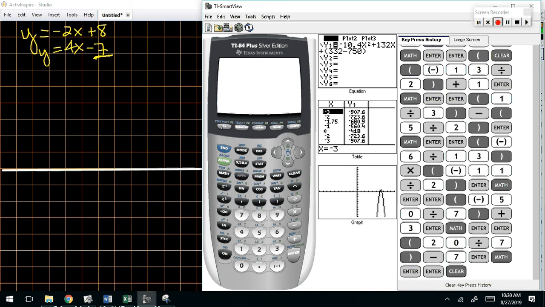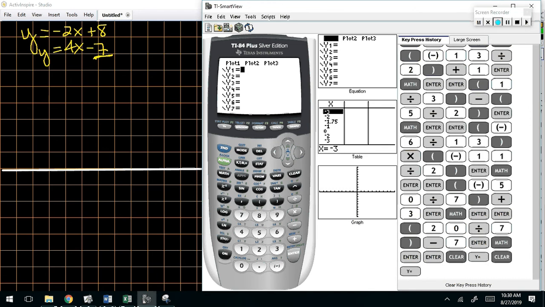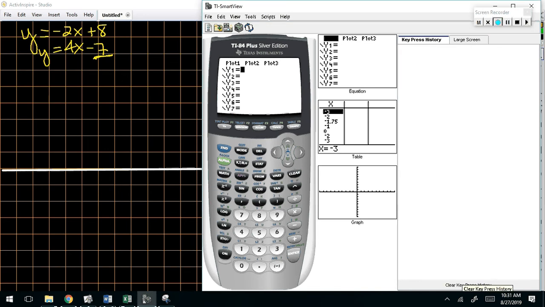Hit the button that says y equals. Let me clear this history so you can see. Yours is going to be a little bit different. In your main menu, hit graph, yes, and you'll be able to enter.